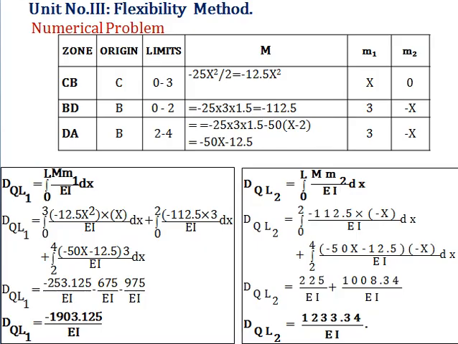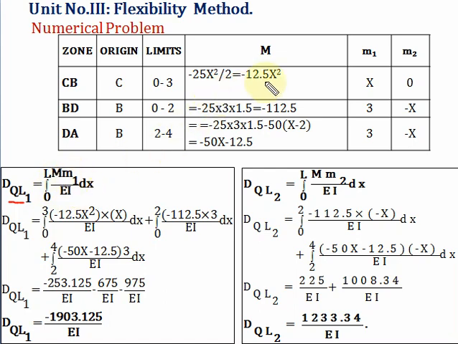After that, we want to find out the DQL matrix. In that, the first term is DQL1. DQL1 is nothing but, here capital M will be multiplied by M1. So integration 0 to L of M, capital M, into M1 upon EI into dx.